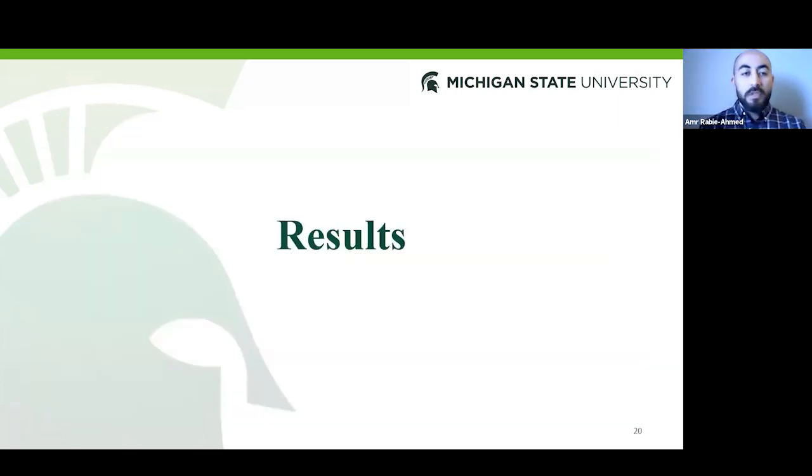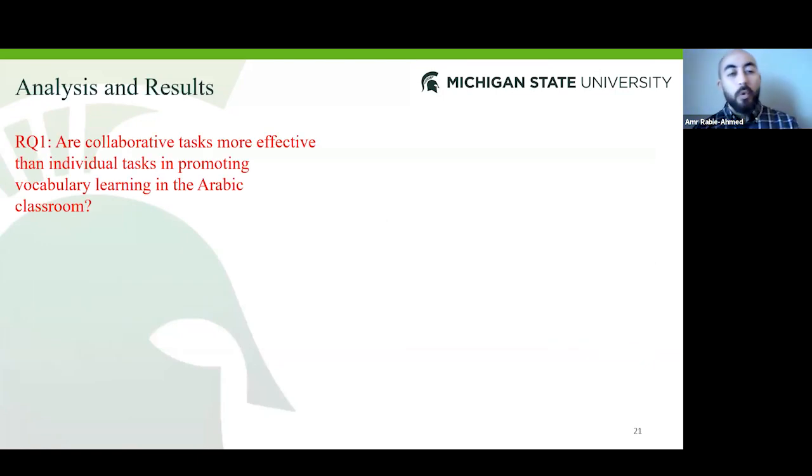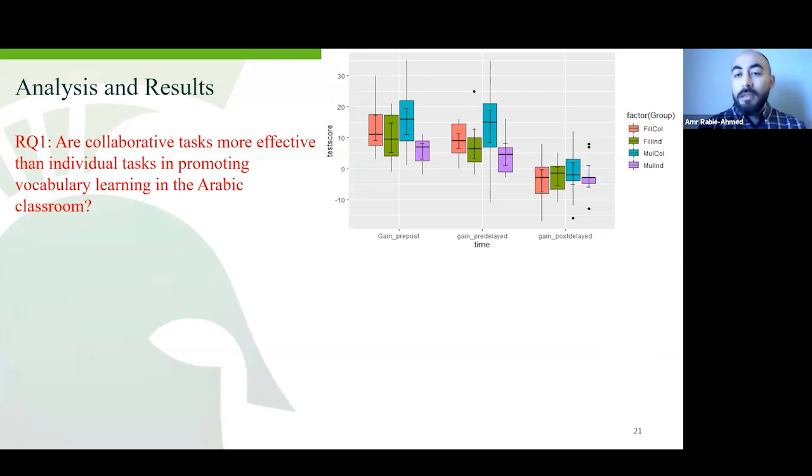All right, so for the results, research question number 1: are collaborative tasks more effective than individual tasks in vocabulary learning in the Arabic classroom? Looking at the descriptive statistics in this box plot, we can see the gain scores of the learners. In the post-test, it looks like everybody gained something in the collaborative groups and in the individual groups as well. And the same thing in the late post-test, they also retained these gains.